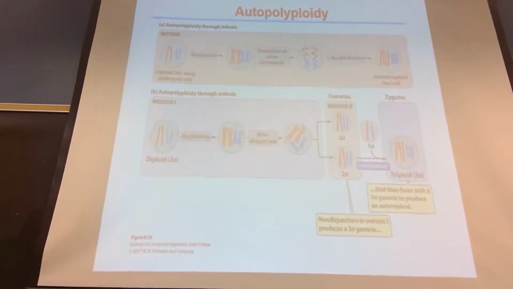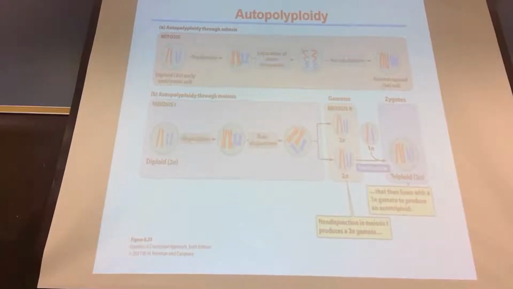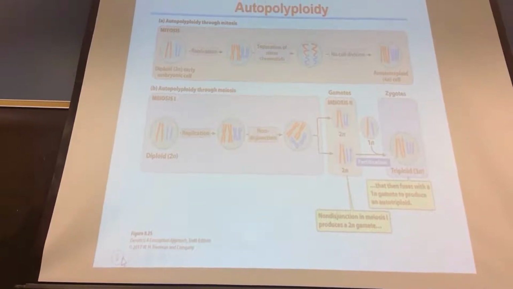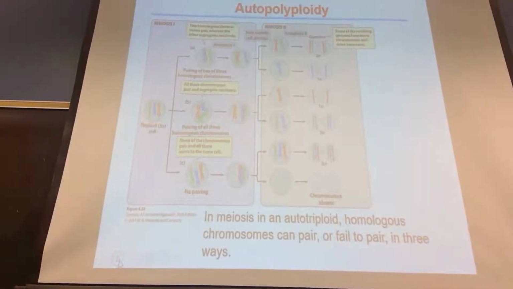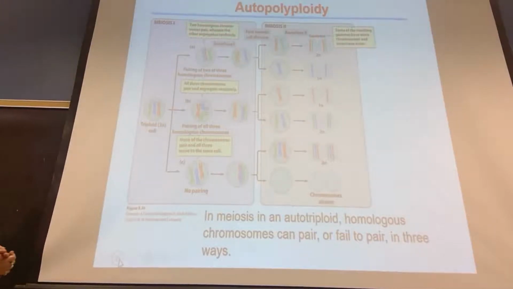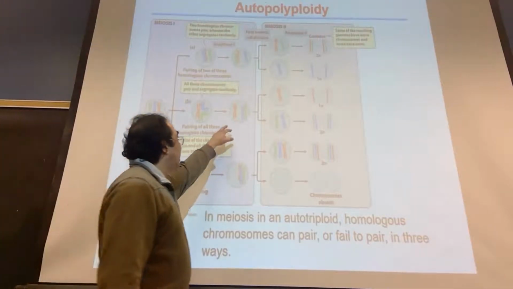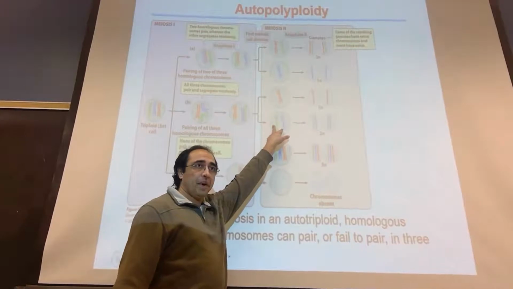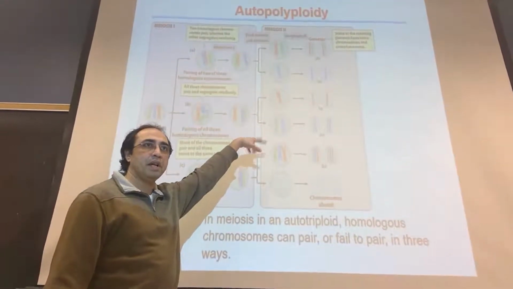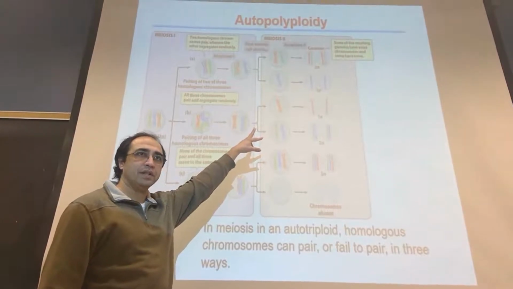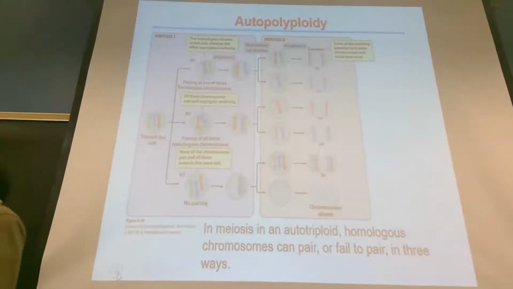In case of meiosis, there is a chance of non-disjunction. Either in meiosis 1 or in meiosis 2, they can have this tetraploid condition. And these are different patterns of how these chromosomes can separate in which condition, and they can form different kinds of tetraploid or triploid conditions. Just go through this one.